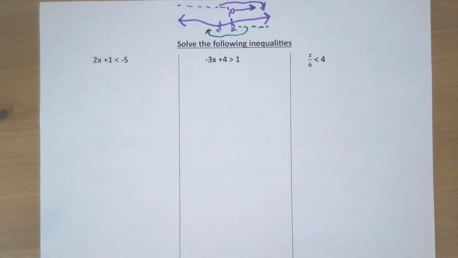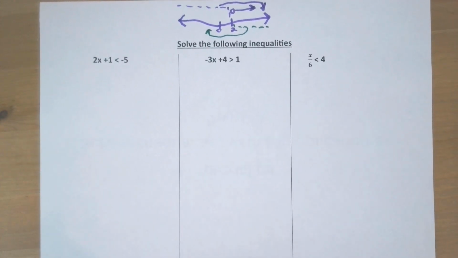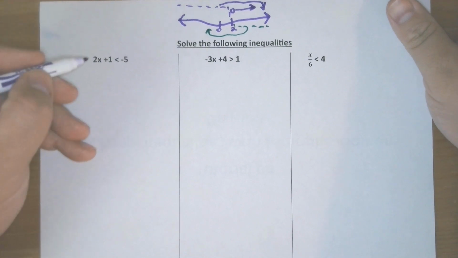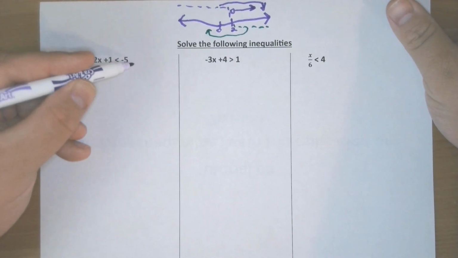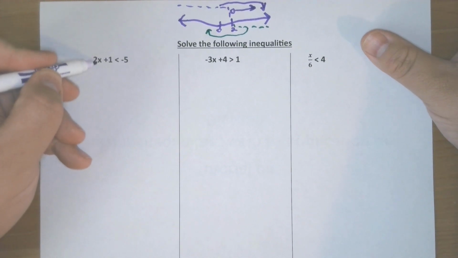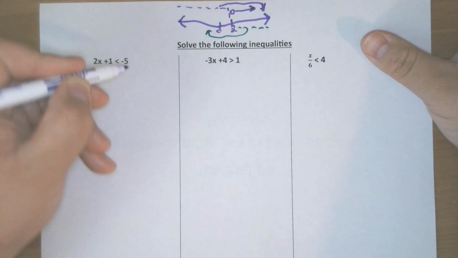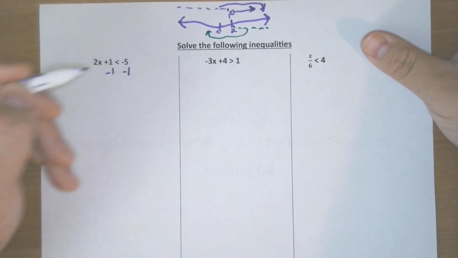So let's go ahead and work some of these, and we'll see this example in the middle, where we know we're going to have to do this flipping. In this first one over here, 2x plus 1 is less than negative 5. I've got to get the multiplication part by itself first, so I'm going to subtract 1, and I do that from both sides.